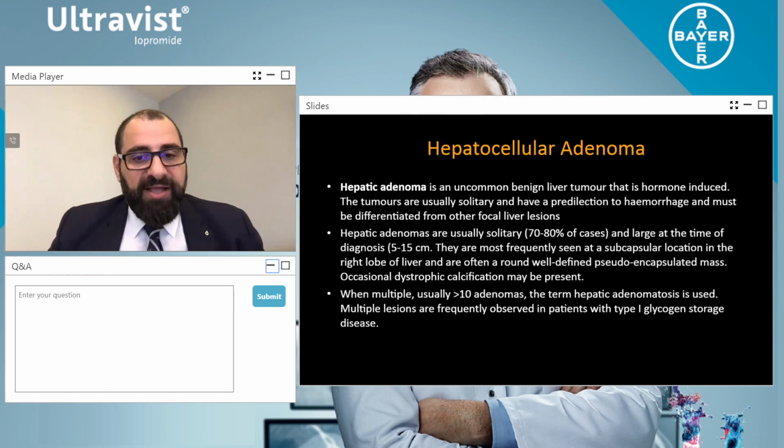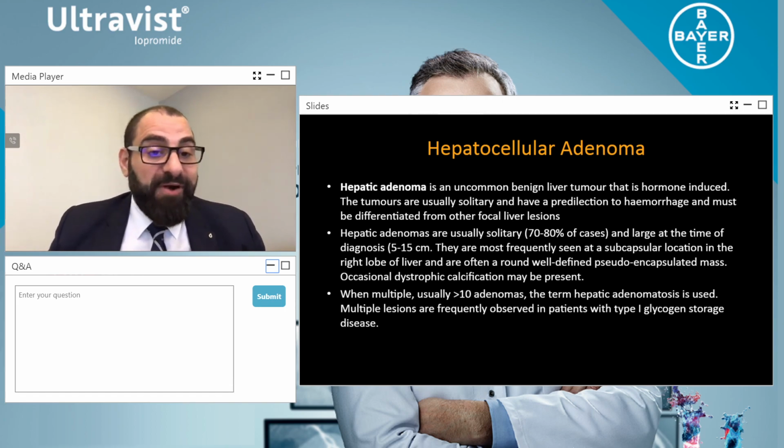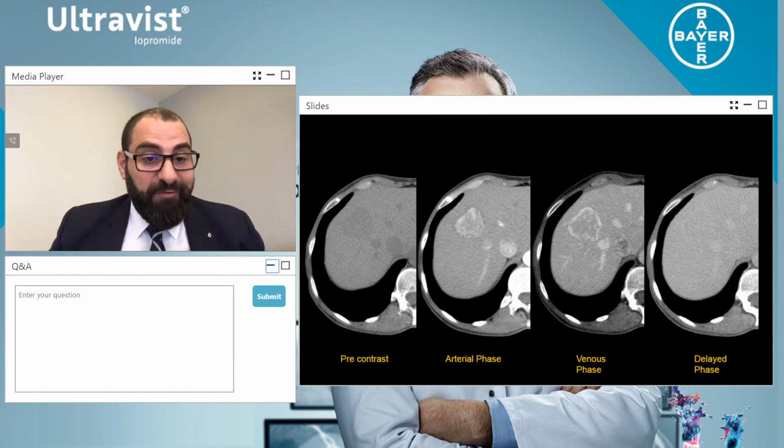And so these lesions are usually seen in patients who have type 1 glycogen storage disease. So ladies and gentlemen, sugar is not something we should be using a lot in our diet, because the liver likes to thrive, so do our brains, on sugar, but so does cancer and growth of lesions. So let's have a typical look at the 4 phases.